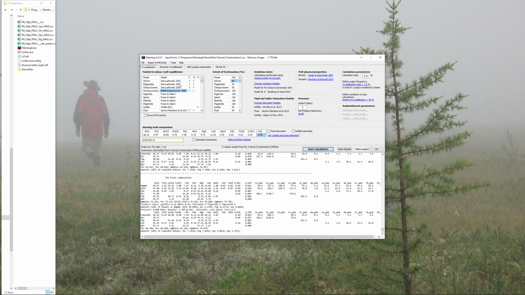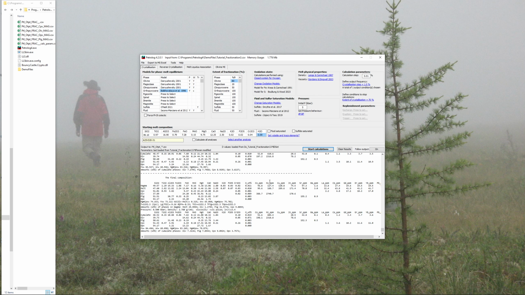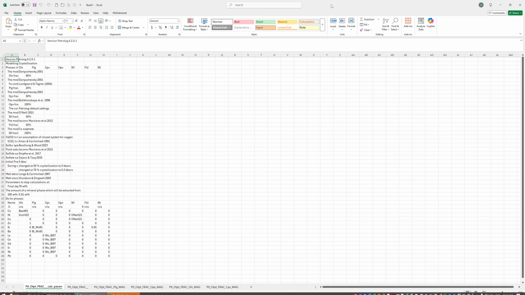Now, before we export to Excel, I just wanted to note that for this calculation I didn't save the composition of cumulative phases, and I didn't export elemental concentration to files either. So let's have a look at the structure of the files. As before, the first sheet is showing us all the calculation parameters, including the distribution coefficients that were selected for that particular calculation.